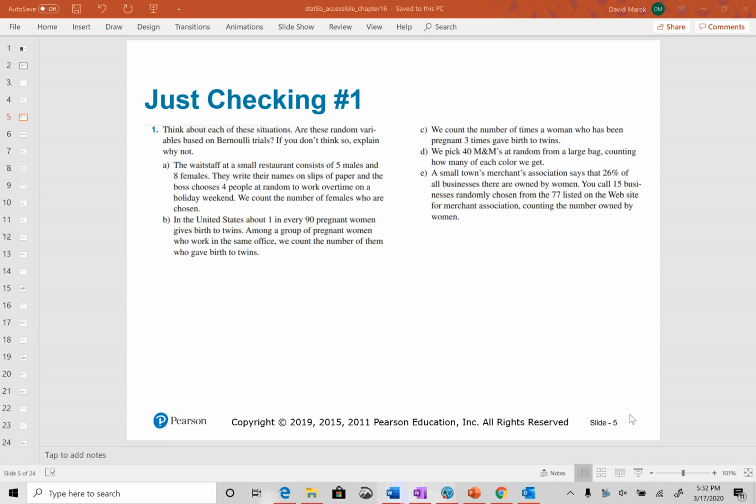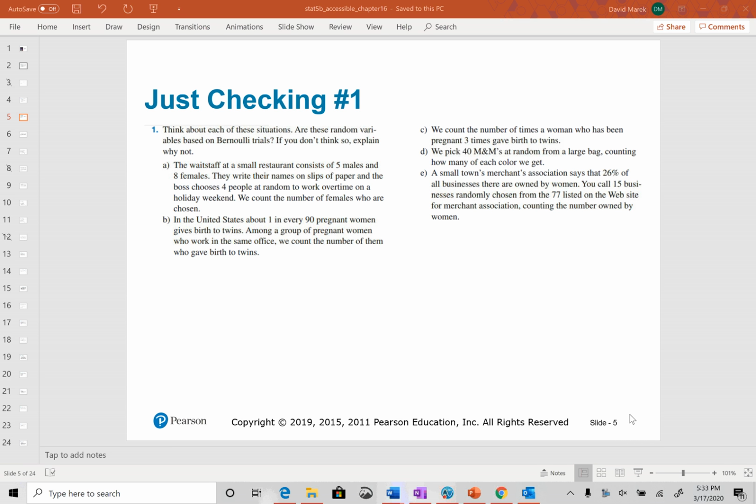Part B, in the US, about 1 out of every 90 pregnant women gives birth to twins. Among a group of pregnant women who work in the same office, we count the number of them who gave birth to twins. Yes, I would say that we could say that is a Bernoulli trial. We don't know how big the office is. If we're talking about some big insurance company in a building that's got 13 floors or whatever.